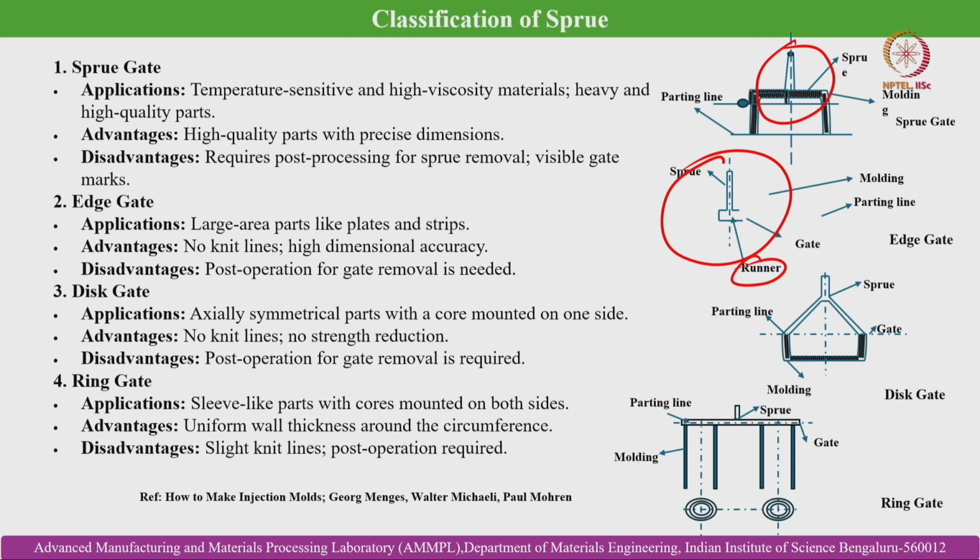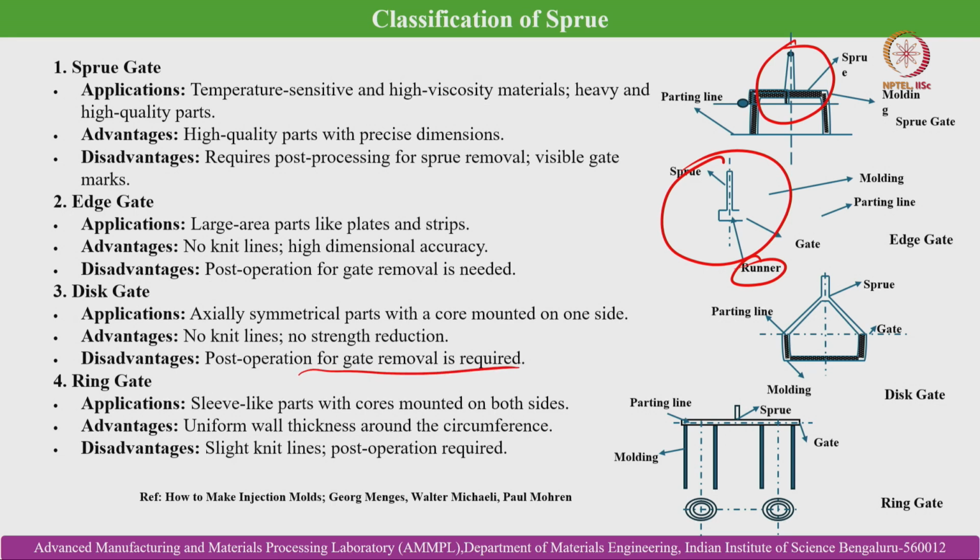And then another interesting gating type is the disc gate. It is useful for axisymmetric parts with a core mounted on one side. You can see that it is basically connecting in the form of a disc to the component cavity. Advantages are no weld lines and no strength reduction, and the disadvantage is that a post operation for gate removal is needed in case of a disc gating arrangement.